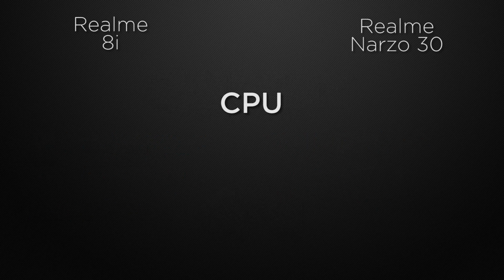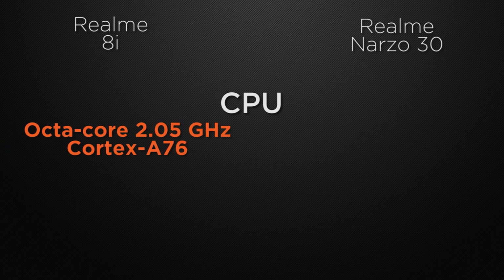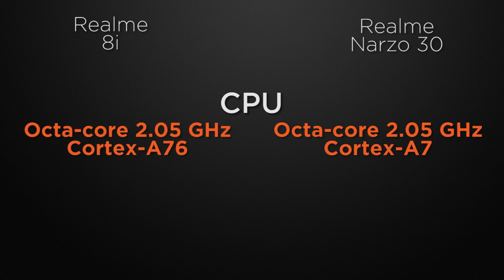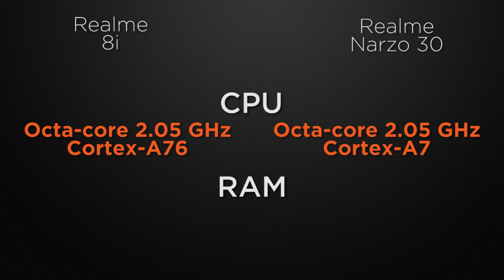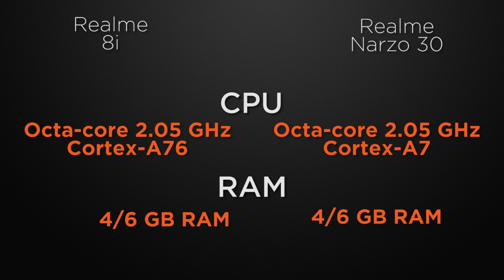Let's talk about the clock speed of the devices. 8i can clock at 2.0 GHz based on octa-core Cortex chipset whereas Narzo 30 can clock at 2.05 GHz based on octa-core Cortex chipset. So it's a tie because both of the devices have same clock speed. And about the RAM variants in the devices, 8i have two options, 4 and 6GB, whereas Narzo 30 have two options, 4 and 6GB. So it's a tie because both of the devices have same capacity of RAM options.